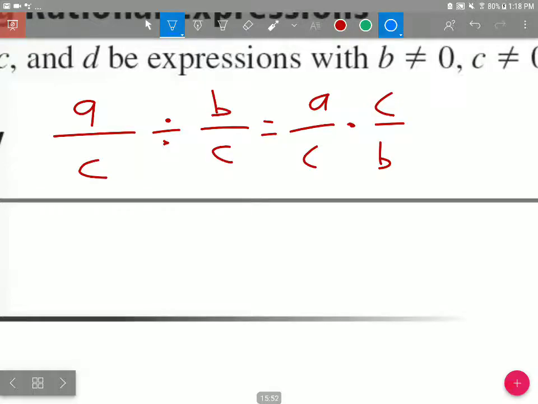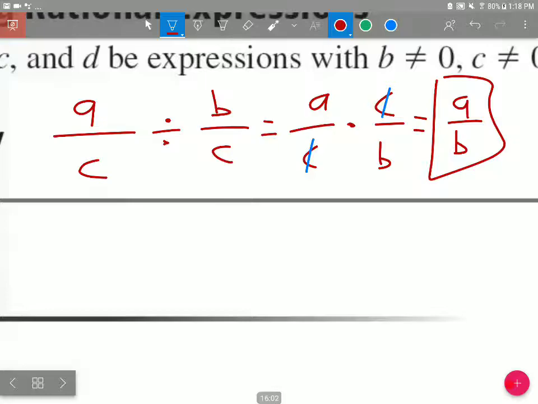What can I get rid of? The C's. And what's left on top? What's left on bottom? And that's your answer. Okay? If you're dividing, flip whatever's after the divide sign and make it a multiply. That's the only added step. Cool? All right, flip the page. Let's work through a couple of these. Whenever you're done, flip the page.